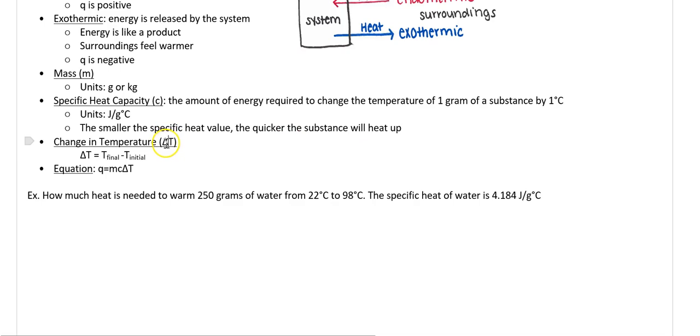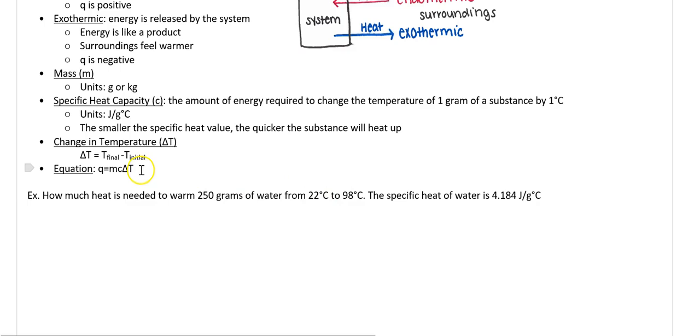Delta T, we know that delta means change in. So delta T is the change in temperature, and the way we're going to calculate delta T is by taking the final temperature and subtracting the initial temperature. So here's the equation we're going to use. Q is equal to MC delta T.